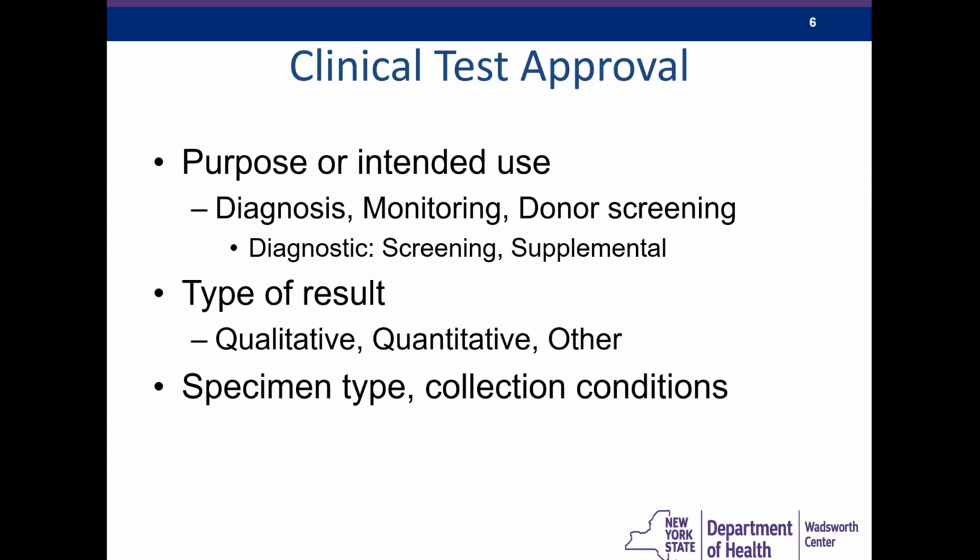And then when the test is approved, it is limited to those specific conditions. It is certainly possible for a test to have more than one claim. So if the manufacturer submits for different types of claims, they can receive approval for those. But the FDA can only review the data that are submitted to them, and they can only approve the test for the claims requested by the manufacturer.